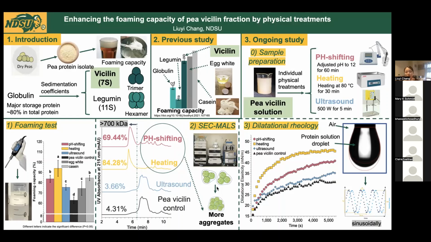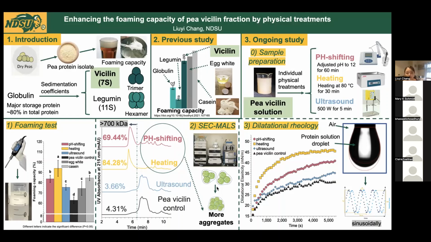Firstly, a droplet of protein solution is formed in air. The protein from the bulk solution diffuses to the air-water interface and forms a protein film at the interface. During the measurement, the interface area of that droplet is changed sinusoidally for 1.5 hours. The dilatational elasticity of the protein film can be calculated according to the actively changed surface area and passively changed interfacial tension. So we can show this figure.